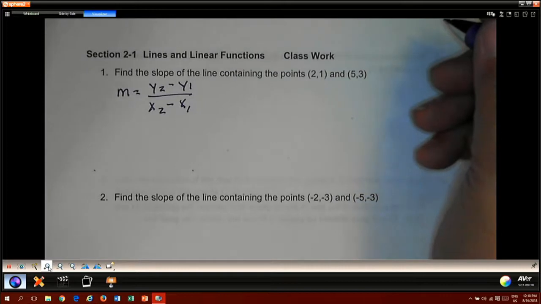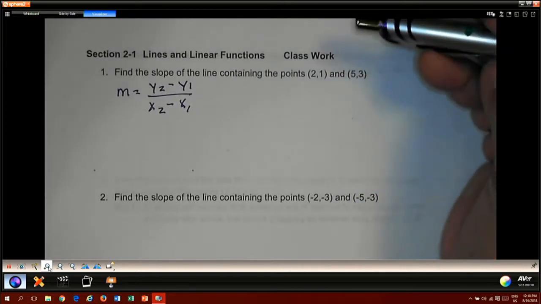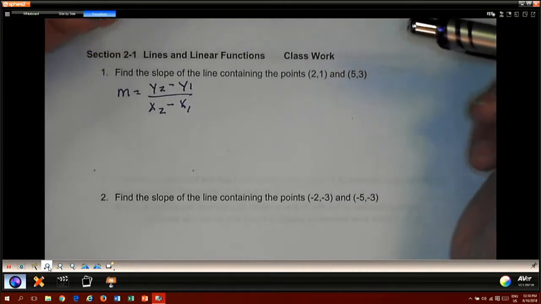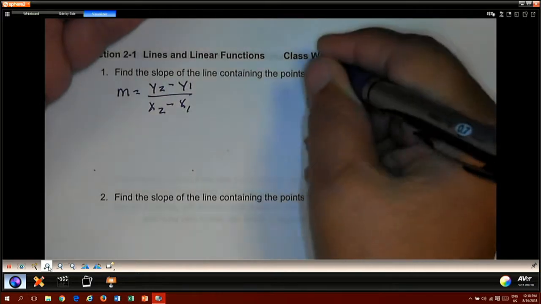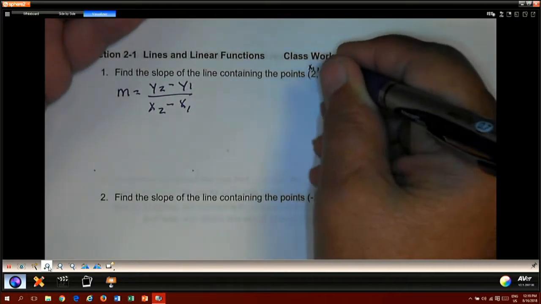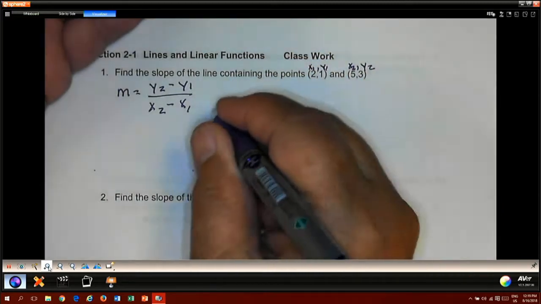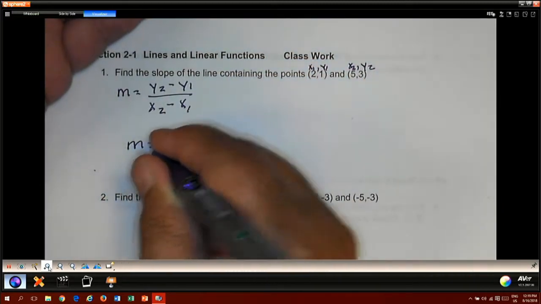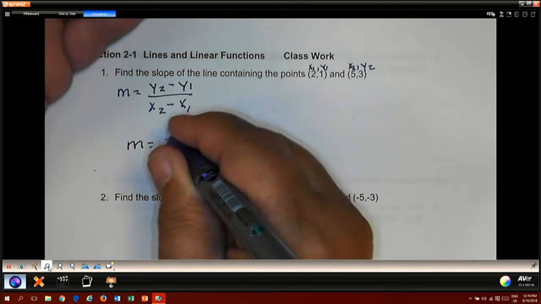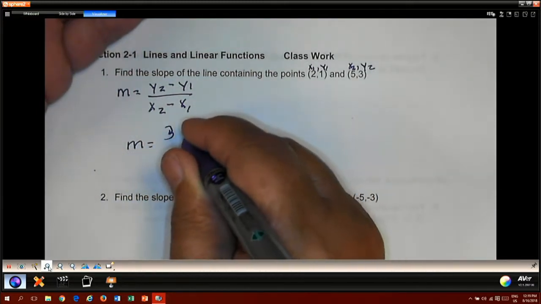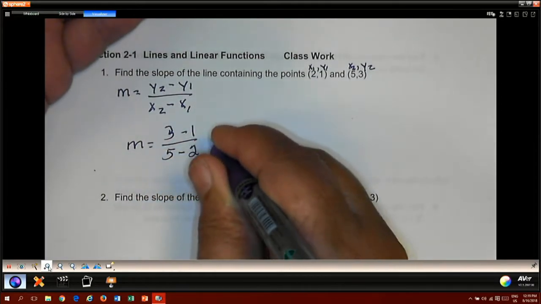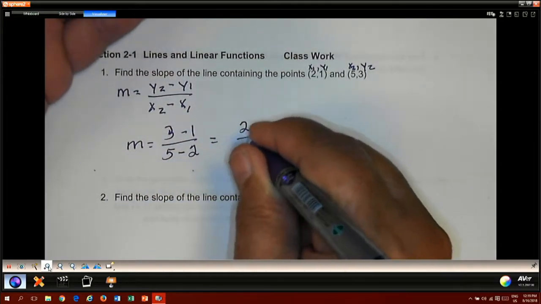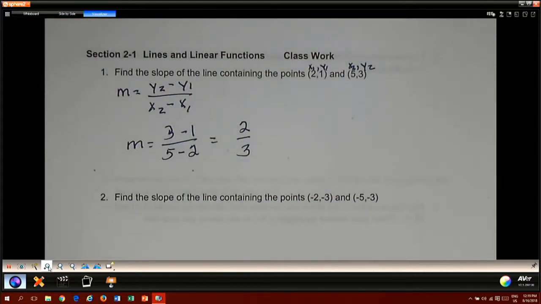So we usually count x2, y2 as the point with the higher x value. So 5 is x2, 3 is y2. 2 is x1, 1 is y1. So we have 3 minus 1 over 5 minus 2, which gives us 2 over 3.